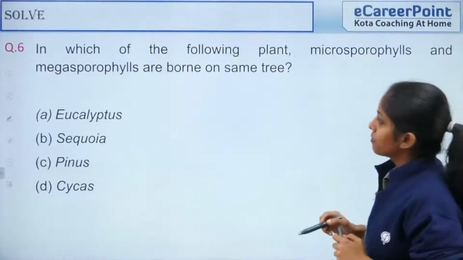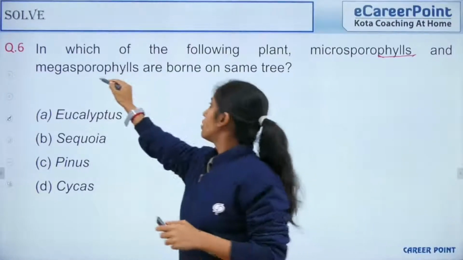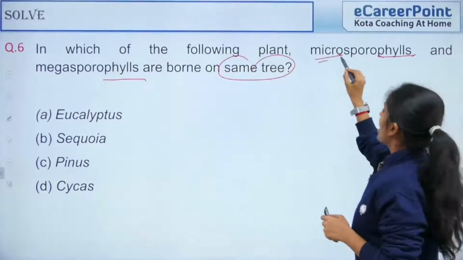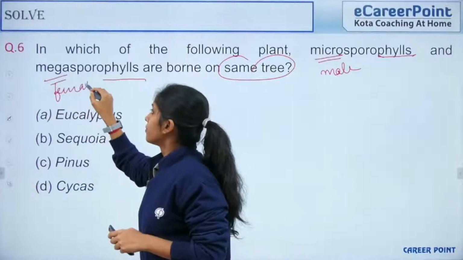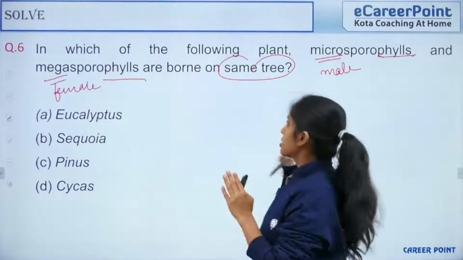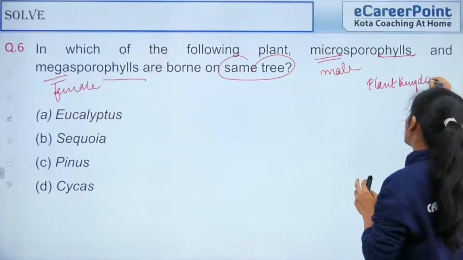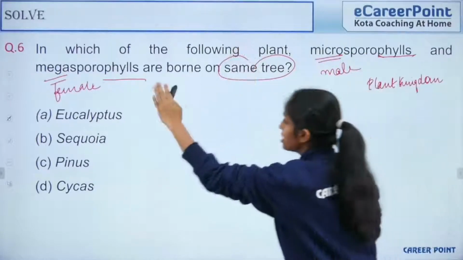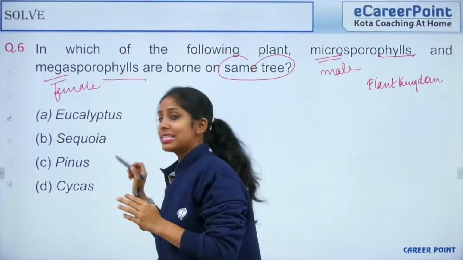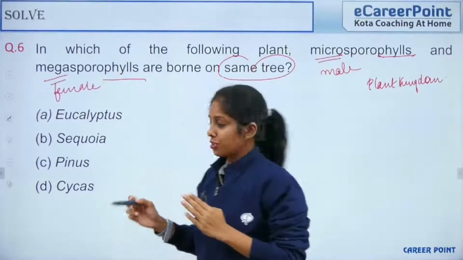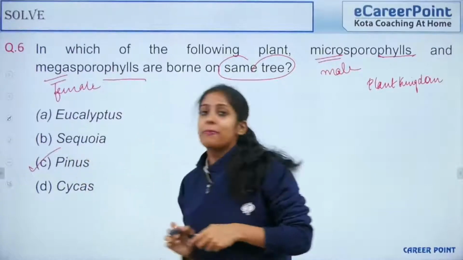Alright, so we go to question number 6. In which of the following plants are microsporophylls and megasporophylls borne on the same tree? Micro is male, mega is female. So which tree? This question comes from the plant kingdom. They are asking you, in which tree of gymnosperms are microsporophylls and megasporophylls borne on the same tree? Eucalyptus, Sequoia, Pinus and Cycas. If you see all the options, some are from pteridophytes and the other one is from gymnosperms. So it will be Pinus.